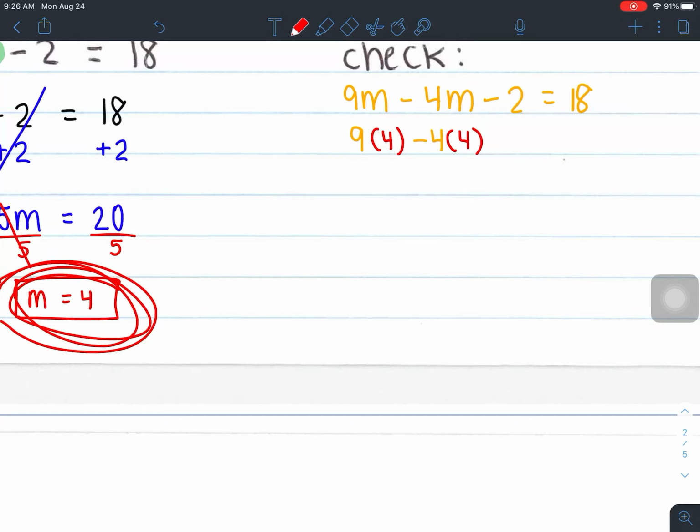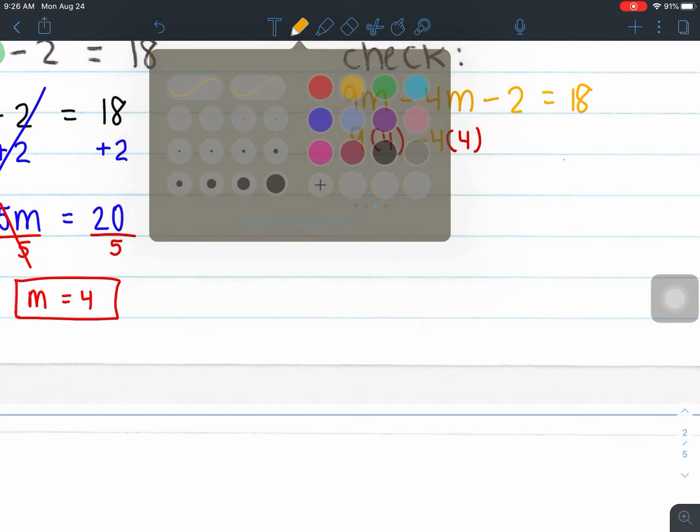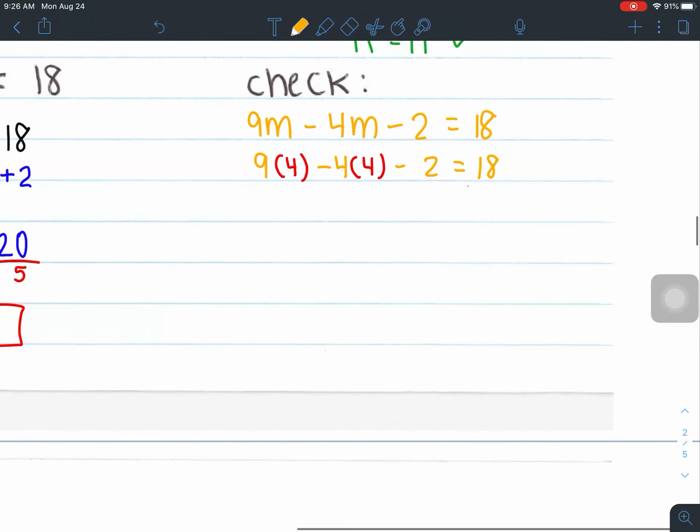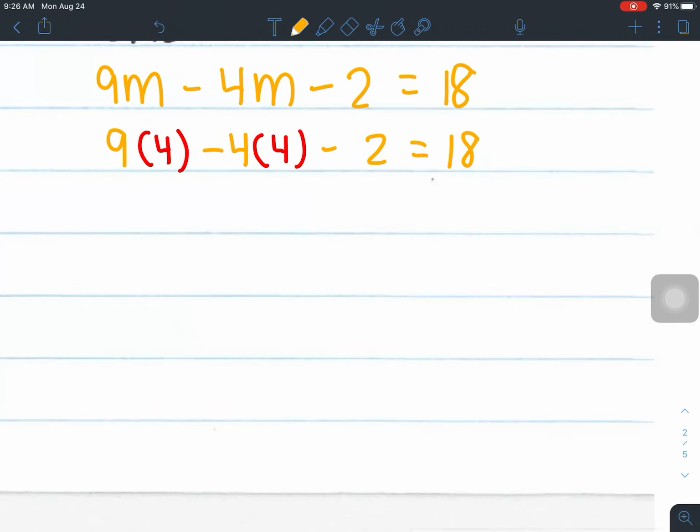Well, I'm checking to see if 4 is the solution. That's why I'm not plugging in like 3 or something. And then I'm copying literally everything exactly the same. So everything in orange stayed exactly the same, except I'm replacing that m with the number 4. And now we're going to check to see if this is true. 9 times 4 is 36. Negative 4 times 4 is negative 16. And then we have minus 2 equals 18.